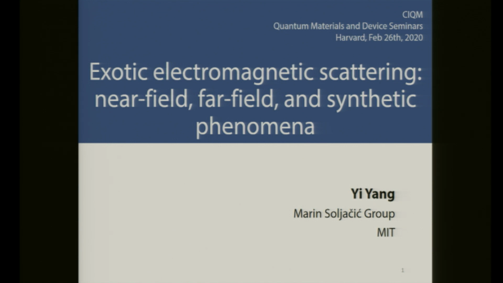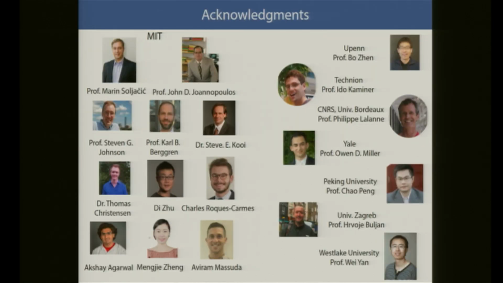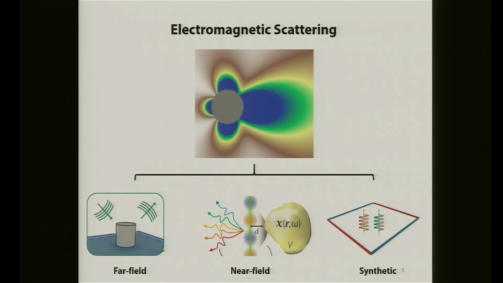Before I start, I would like to thank our MIT team and our external collaborators in different places around the world. So today my talk is composed of three aspects. The first focuses on far field scattering with plane waves. The second is near field scattering from free electrons. And the third is synthetic scattering from magnetic flux tubes that are created in an artificial way.